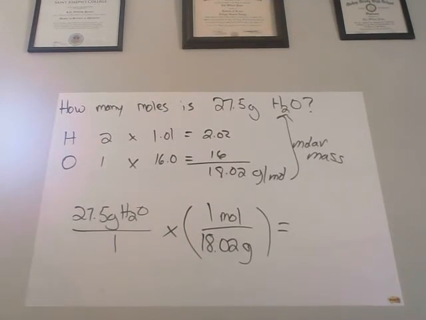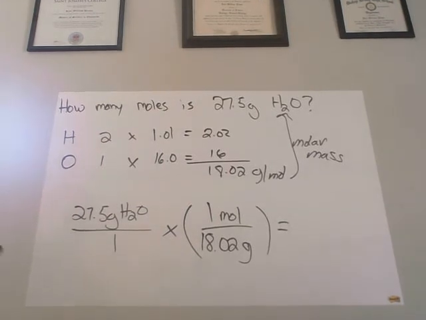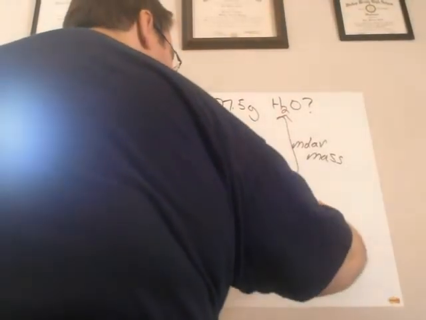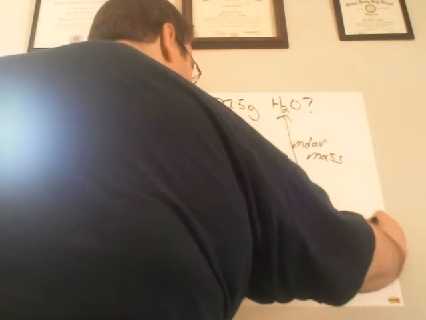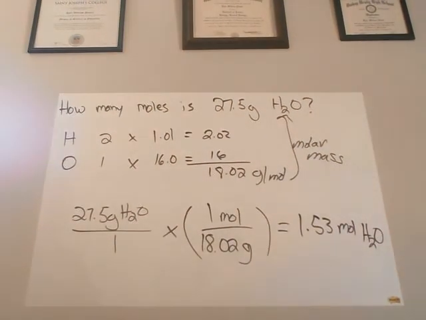So remember, you have to put the whole fraction in parentheses in order to multiply it. If you're using your phone as a calculator, I recommend you try to find a regular scientific calculator if you have one. If you don't, it's okay. So 27.5 times 1 over 18.02 gives me 1.53 moles of water. And that's our final answer for this problem.